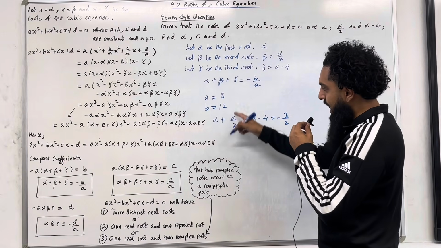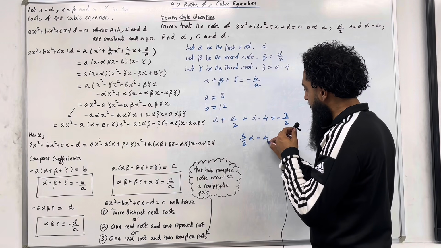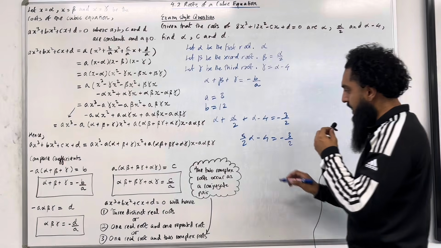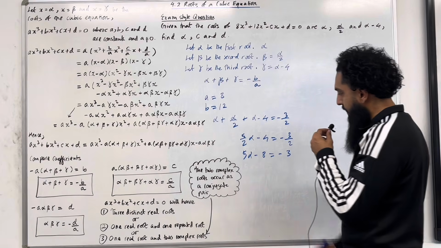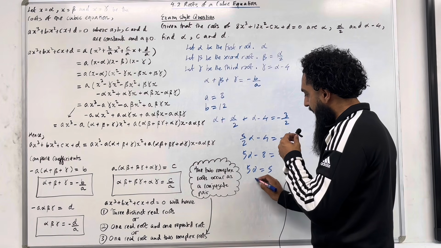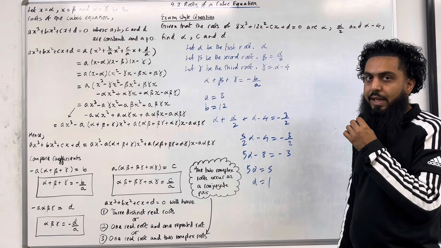Now alpha plus alpha over 2 plus alpha is 5 over 2 alpha, minus 4, equal minus 3 over 2. Multiply the entire equation by 2. This gives me 5 alpha minus 8 equal minus 3. Okay, so 5 alpha is equal to 5, hence alpha is equal to 1. Now I need to work out the value of c and d.